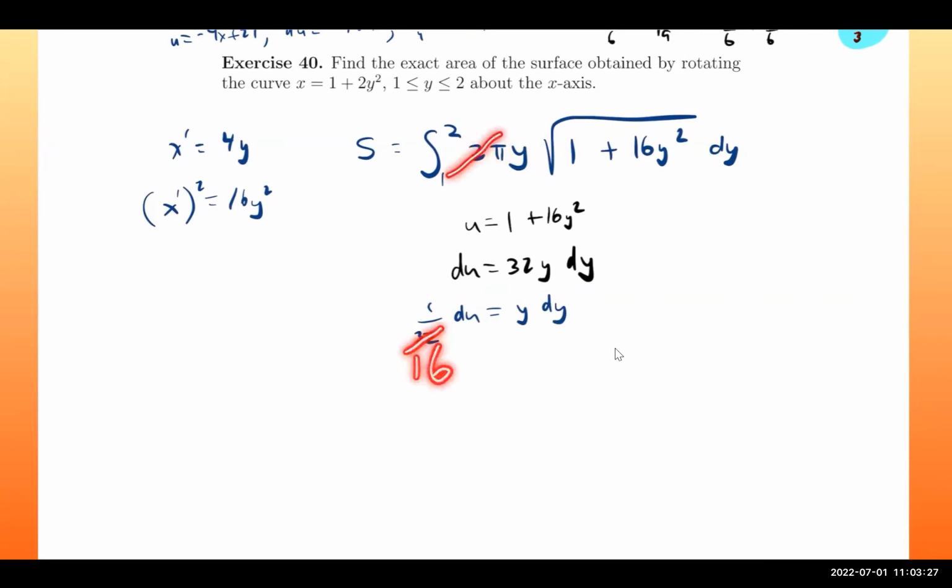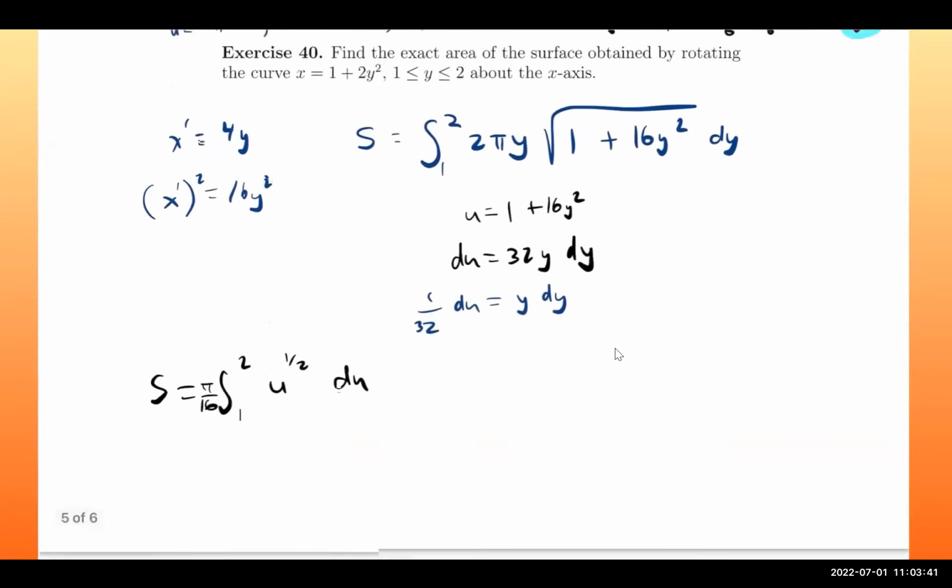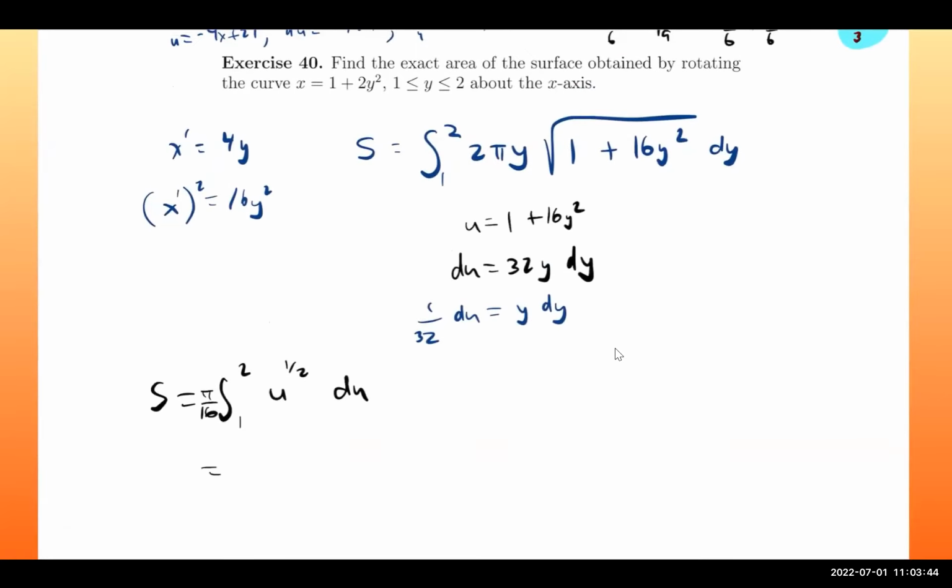Since there's a 2 here, that's going to cancel out, and that's going to become 16. So let's rewrite this: surface area is now the integral from 1 to 2 of pi over 16 times u to the 1/2 du. The limits are actually going to change again because of the u substitution. If you substitute 1 into y, you're going to get 17. And if you plug in 2 into y, you're going to get 65.